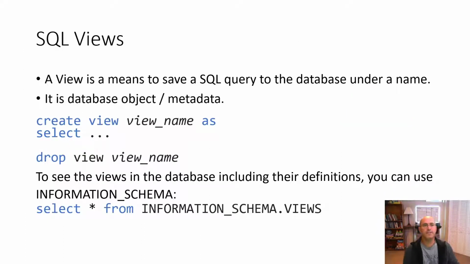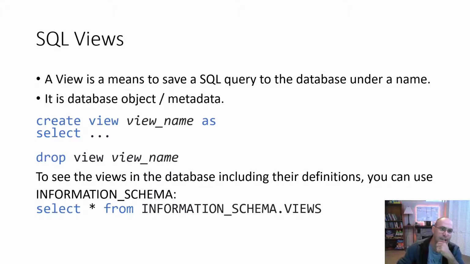All right, let's talk about SQL views. This is going to be the last thing we're going to discuss today. Views are pretty simple. A view is a means to save an SQL query to the database under a name. So this is a piece of metadata. This is also called a database object, like a table is a database object or a constraint is. And it is a data definition language.